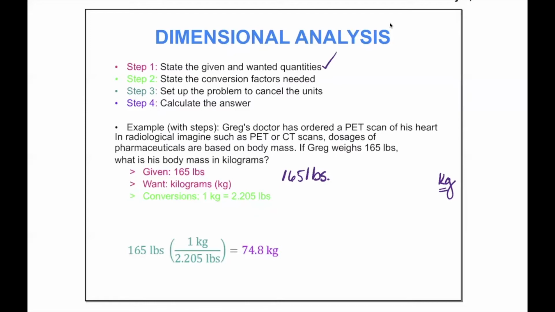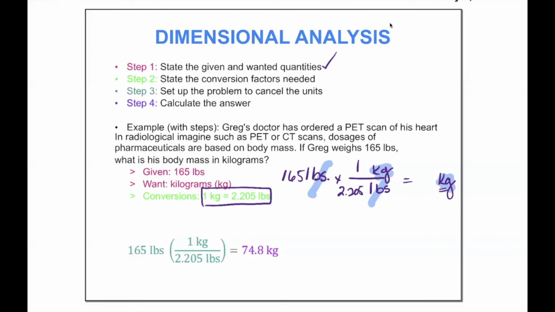Well, for this problem, we're going to need to be able to convert pounds into kilograms. And so we're going to need this equality right here, which is 1 kilogram equals 2.205 pounds. I'm going to set it up with pounds on the bottom and kilograms on the top because I want pounds to cancel and I want kilograms. So if I want kilograms, that needs to be on the top. And if I look at my equality, for every 1 kilogram, there's 2.205 pounds. We'll see that pounds cancels and we're left with kilograms, which is what we want.